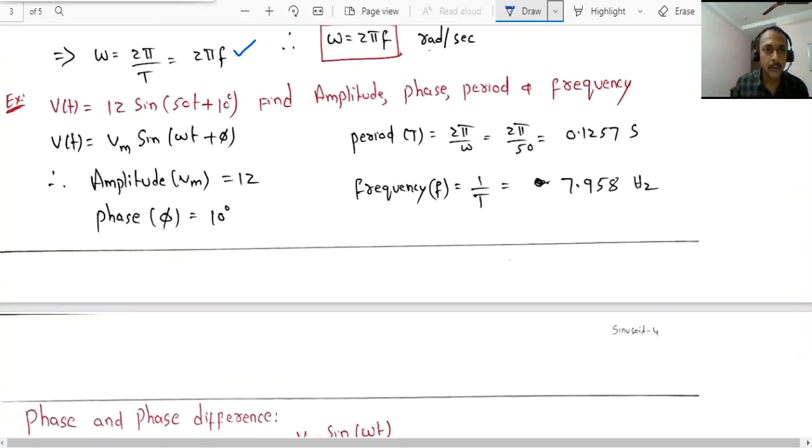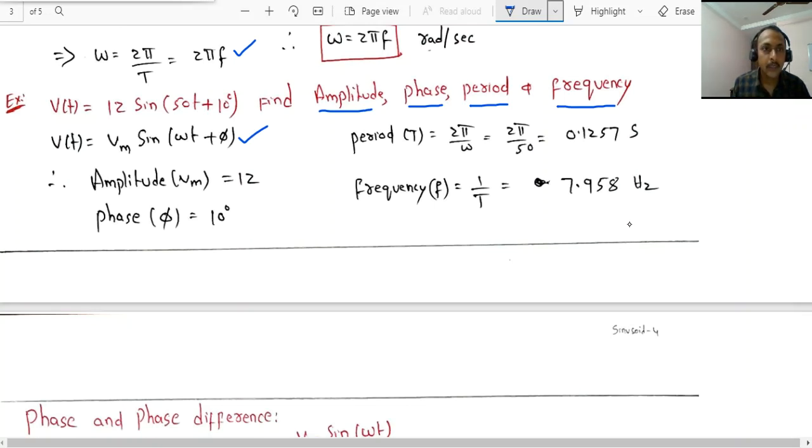Now let me apply all these basics. A mathematical form is given like this: V of t equals 12 sine of 50t plus 10 degrees. Now what are its amplitude, phase, period and frequency? In this simple problem, all 4 basics are covered. First of all, write down its mathematical form: V of t equals Vm sine of omega t plus phi. This is very, very important.